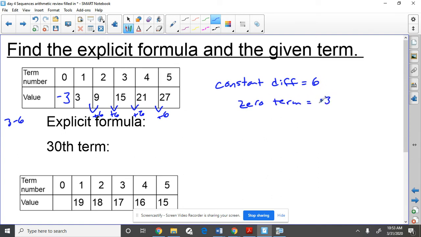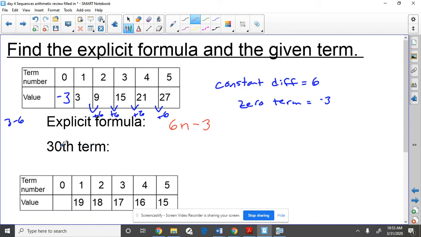If I have the constant difference and the 0 term, I can write the explicit formula. The explicit formula is always the constant difference times n plus the 0 term. Plus negative 3 means I can write minus 3. Once I have the explicit formula, I can find any term value.